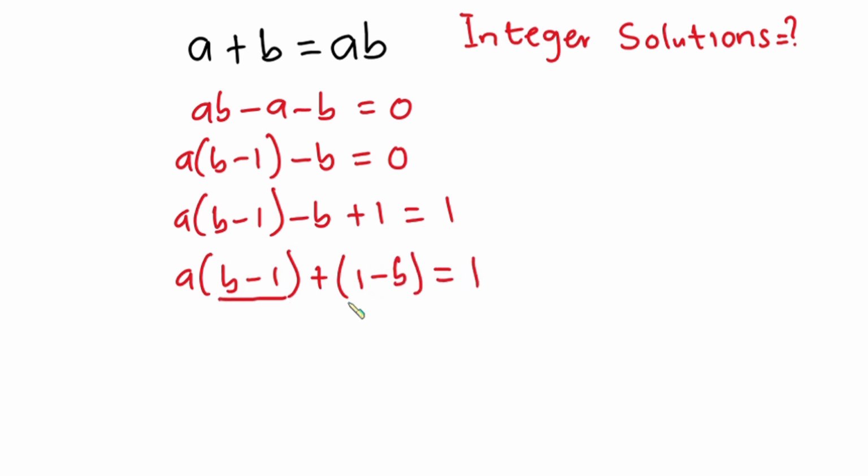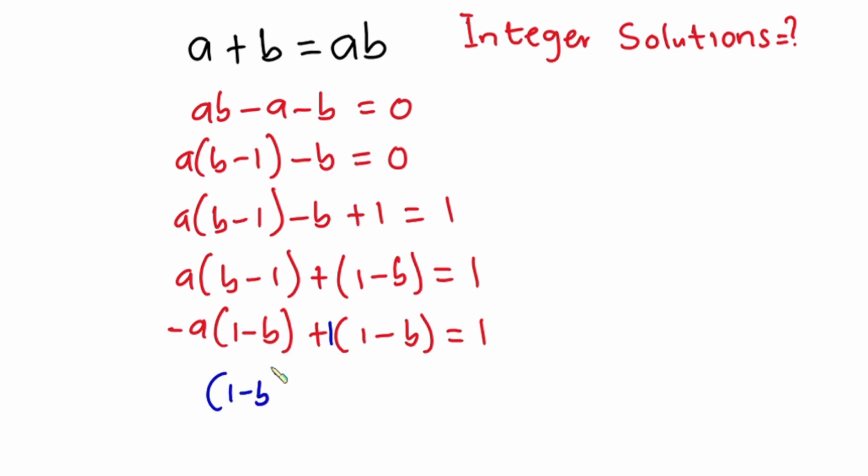Now let's consider the terms in the parentheses. We have b minus 1, which is never equal to 1 minus b, right? So we can factorize this. Now to make it factorable, let's go ahead and then take negative 1 out of this term, right? So we have negative a into 1 minus b, then plus what we have here, which is 1 minus b, and this is equal to positive 1. Now don't forget that we have the coefficient of this term to be 1. So this could be written as 1 minus b times 1 minus a, and this is equal to 1.